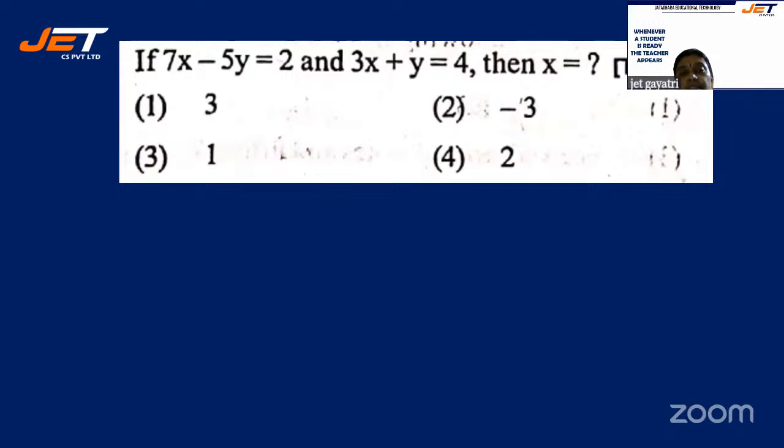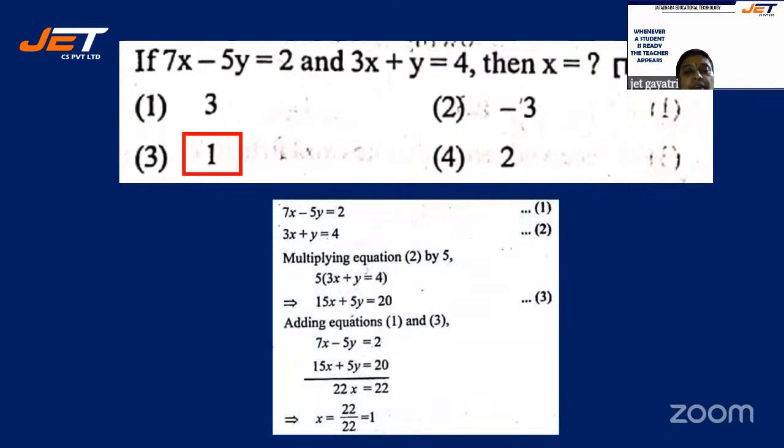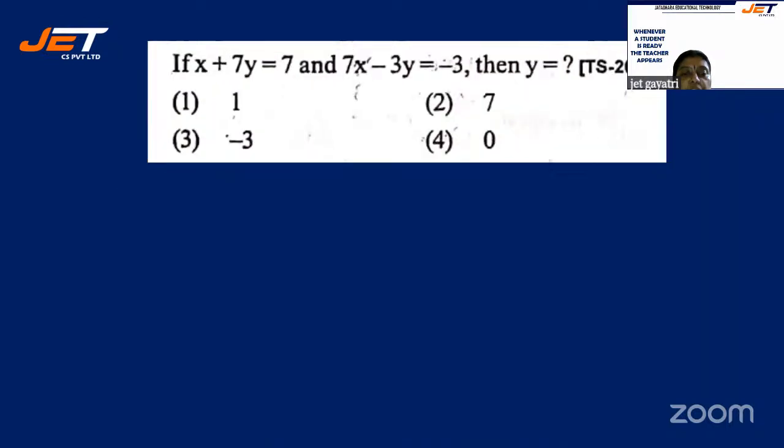See the next question. If 7x minus 5y is equal to 2 and 3x plus y is equal to 4, then what is the value of x? So you just have to solve it and find out the value. Right? So we know the linear equation method, isn't it? So using that, we can find out the value of x. Using the value of x, you can find out the value of y. After you find out the values of x and y, you can check whether your answers are right by putting them into the same equations. Then it will tally. Is it clear? So here the value of x is 1.